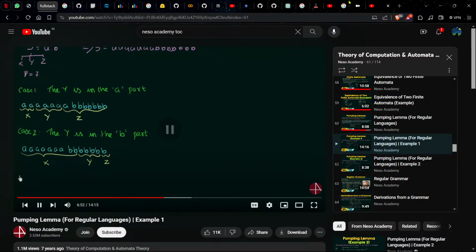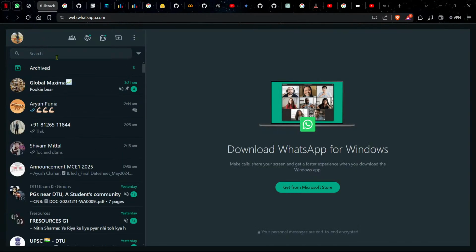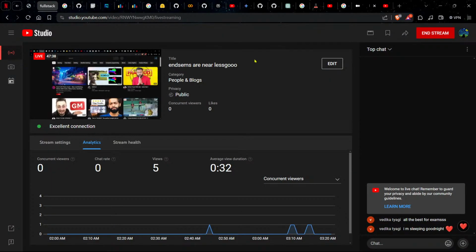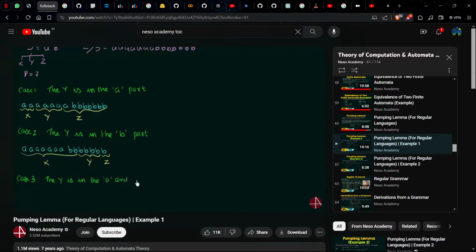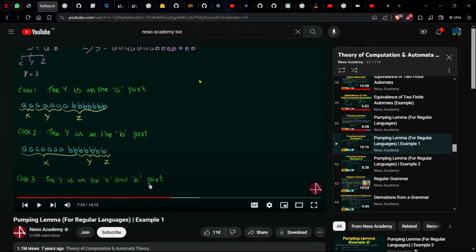Now case number 3. There's one more case that we can have. Case 3 says that the y is in the a as well as the b part. Now how is this?